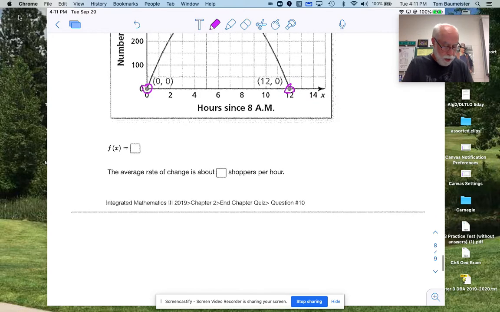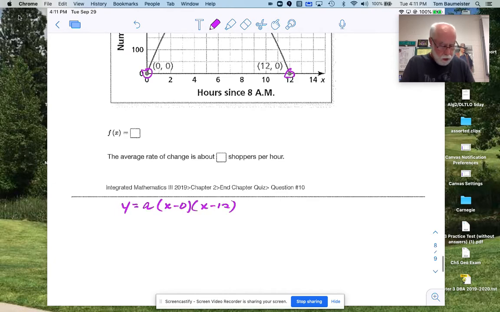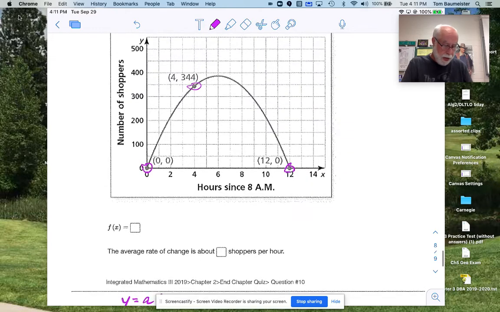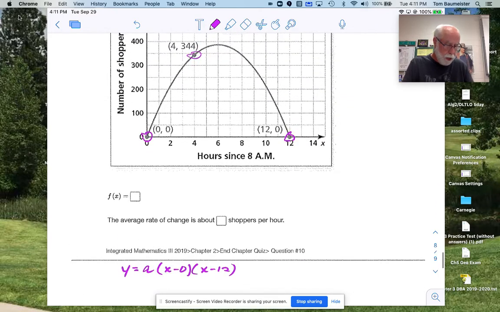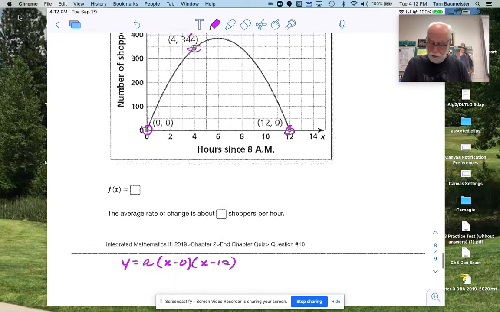So remember, on that one there, since I have 2 intercepts, I'm going to use the intercept form, which is y is equal to a times (x minus 0). If you notice on the previous question, they just left it as x, but I'll still go ahead and put that there for you just to make sure you see it. And then I'll have (x minus 12). All right. So we know that our point is 4 and 344. So y is equal to 344.